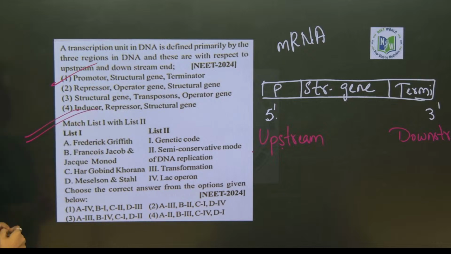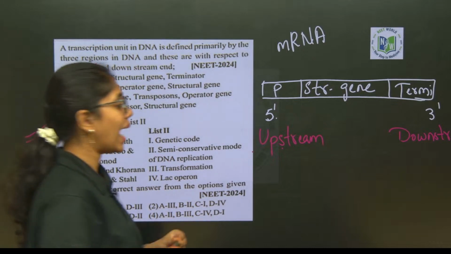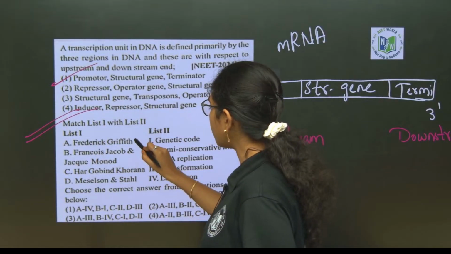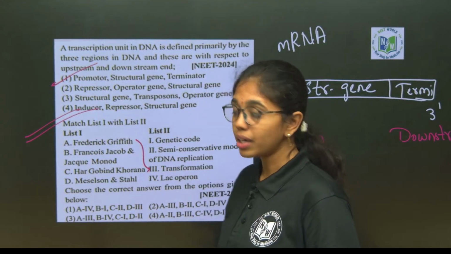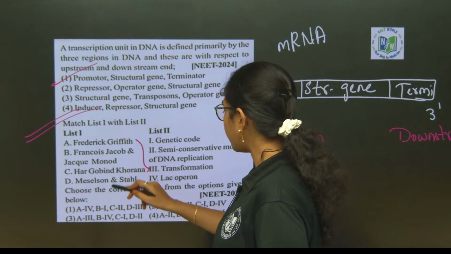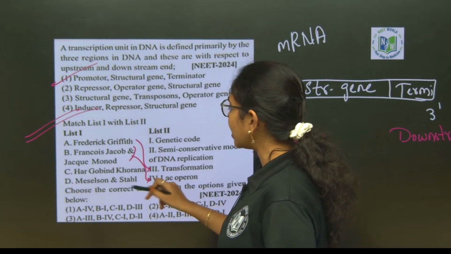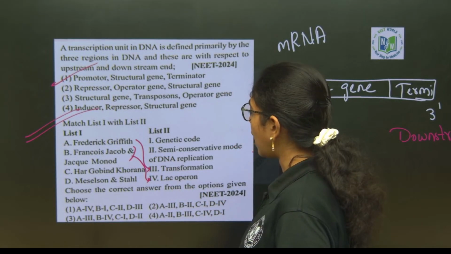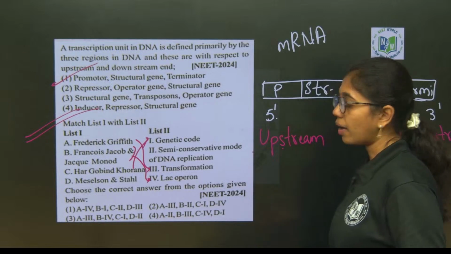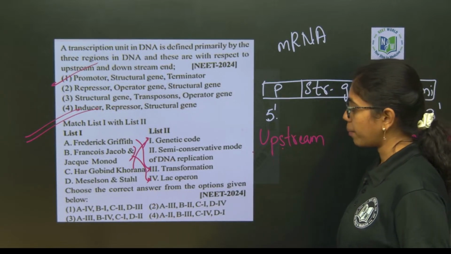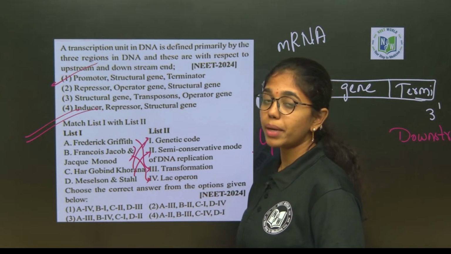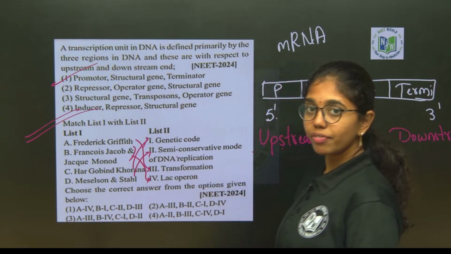This question, you look into, match list 1 and list 2. Frederick Griffith has given us what? Transformation principle, who has worked on Streptococcus pneumoniae. Francois Jacob and Monod have given the Lac-Operon model, that is option 4. Har Gobind Khorana has worked out the genetic code, and Meselson and Stahl have given us the experimental proof for the semi-conservative method of DNA replication.